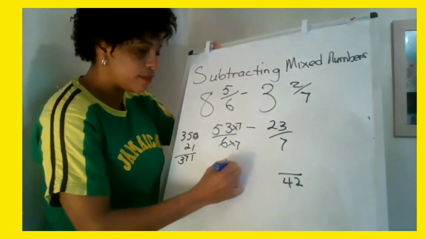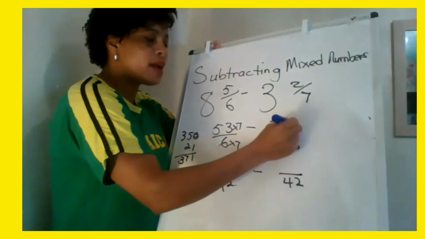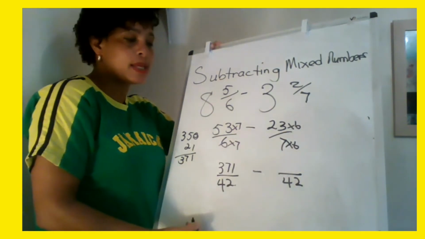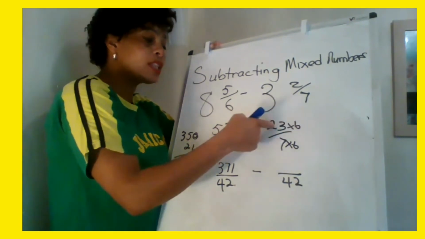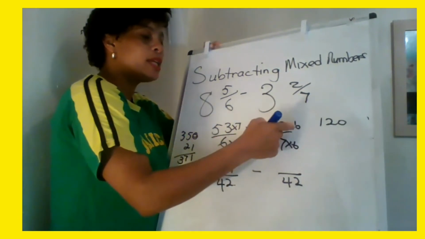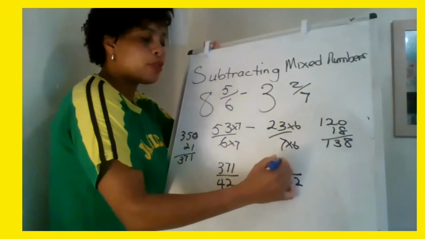So that's 371. 7 into 42 is 6, so I have to times that by 6. 6 times 23. 6 times 2 is 12, so 6 times 20 is 120. 6 times 3 is 18, so I have 138.